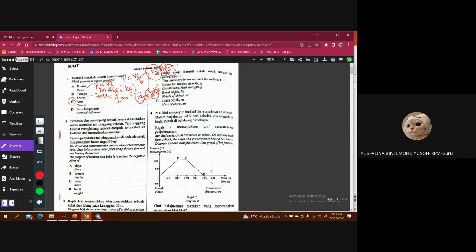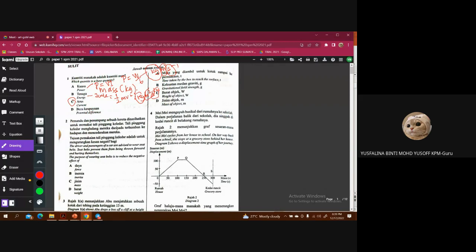Usually in the past year questions, not the KSSM, the KBSM ones, they don't give you a situation. Usually they just ask, for example, what does it mean by inertia? A very simple thing. But this one, the question mostly has a situation, and you have to know what concept to use.